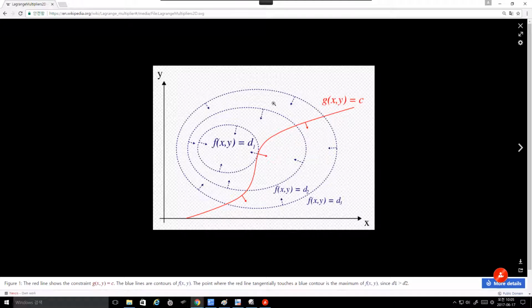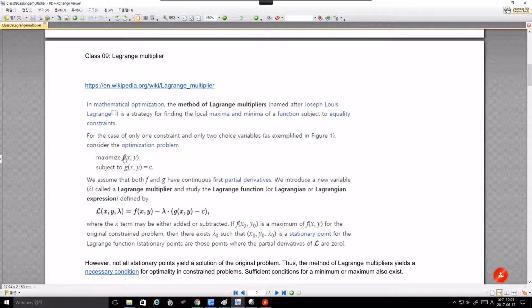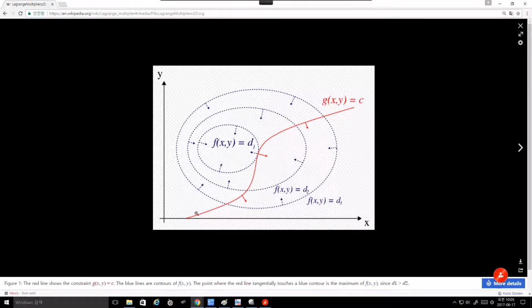So this is a mountain, at its peak, but there is a constraint. We want the highest point of f, this mountain, but only subject to this red line. So this is the road or trail we can take. Under this constraint, we want to find the highest point, which is somewhere over here, at this tangent, right? So on this trail, we want to find the highest value, which is again somewhere over here. Okay?